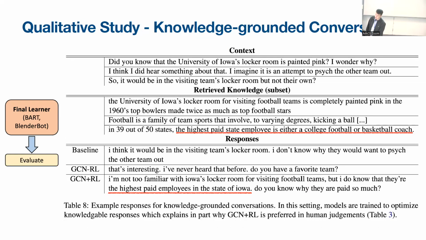For example, in the knowledge grounded conversation, we found an interesting knowledge piece in the third row of the retrieved knowledge: "The highest paid state employee is either a college football or a basketball coach." And our model is able to incorporate the knowledge and produce a fluent response mentioning this information.